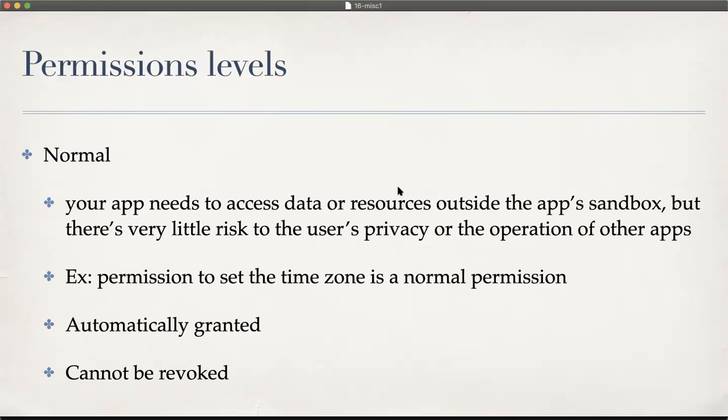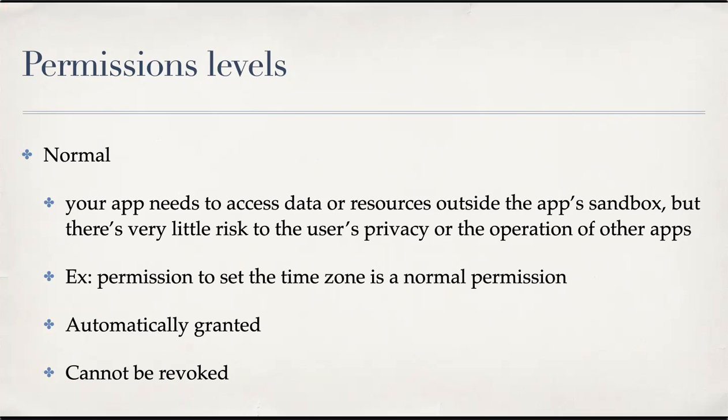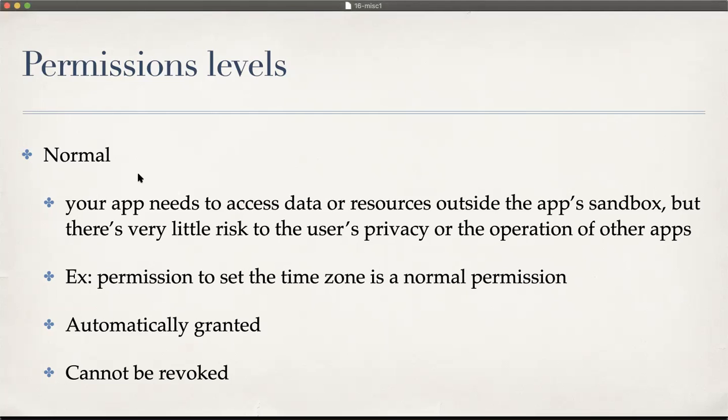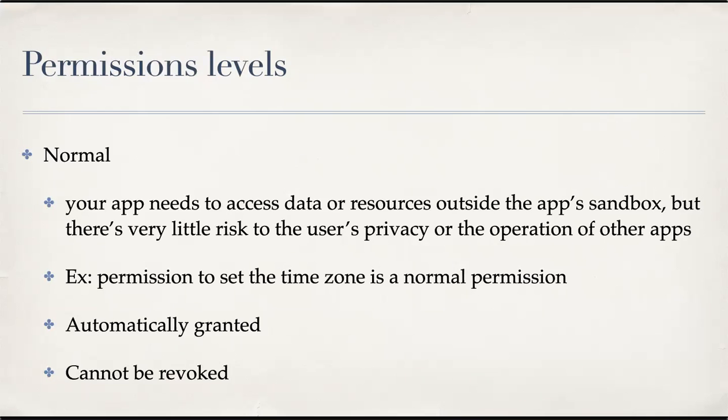Okay, so what is a normal permission? So these are the three permission levels that I just mentioned. What is a normal permission? Normal permission is when your app needs to access data or resources outside of the sandbox, but there is very little risk to users' privacy and other operations. An example is setting the time zone. Yes, it is certainly outside of your app, but doing that is not going to affect the user's privacy, or at least not that badly.